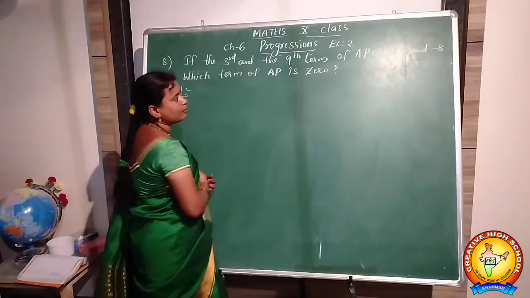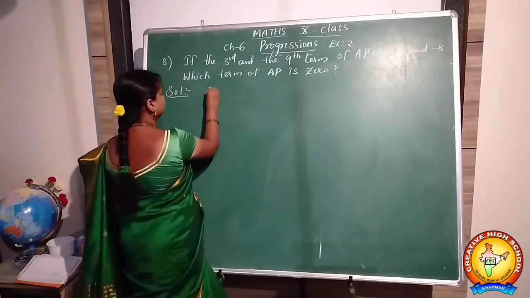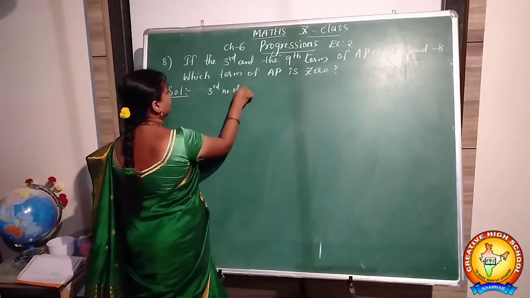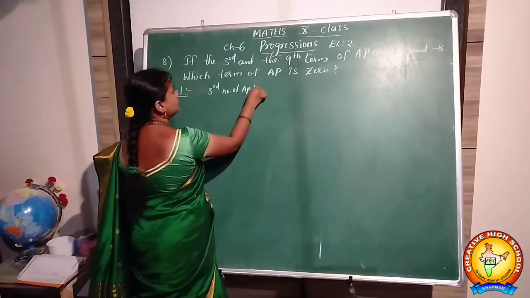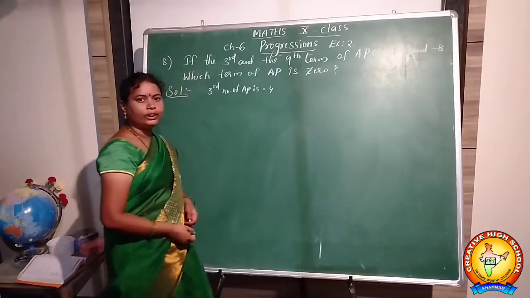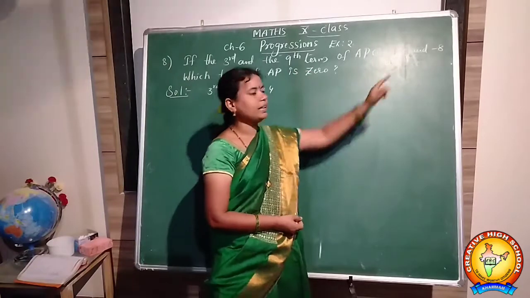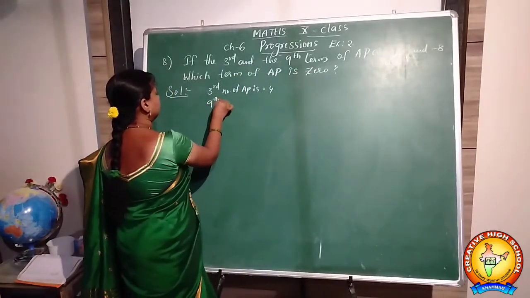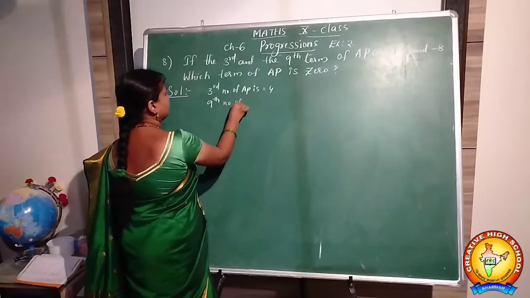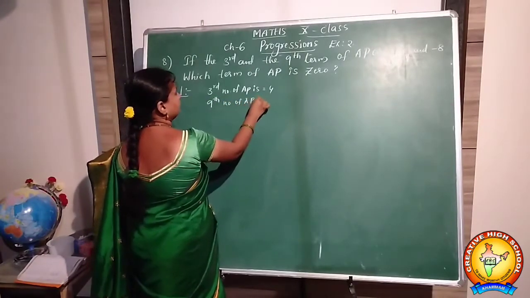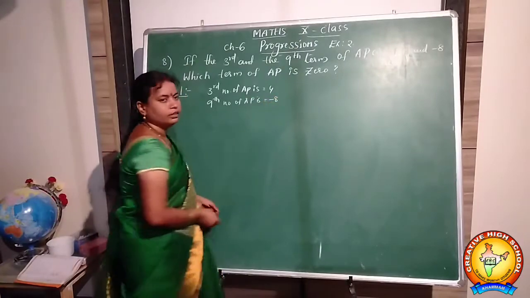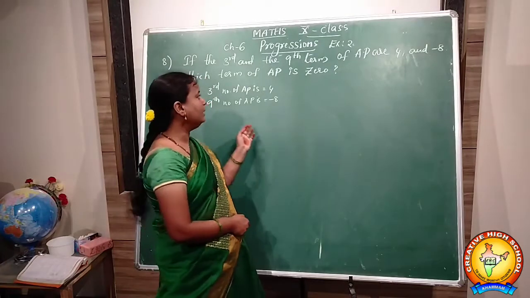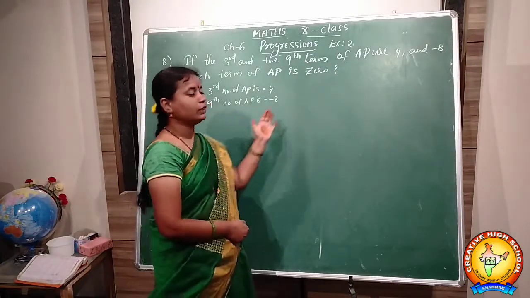The third number of the AP is 4. Like that only, the ninth term of the AP is minus 8. By using these two clues, we have to find the nth term which will become 0 in the AP.